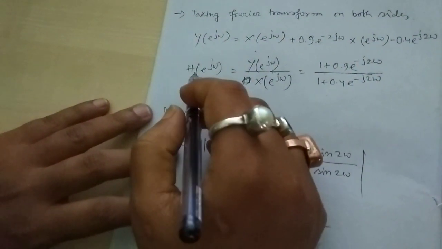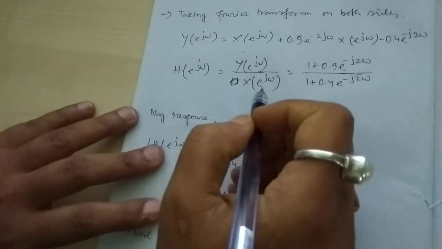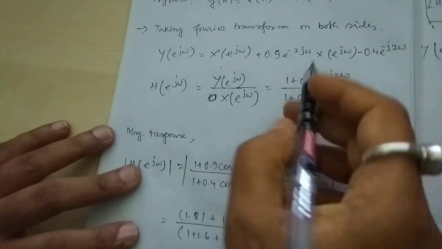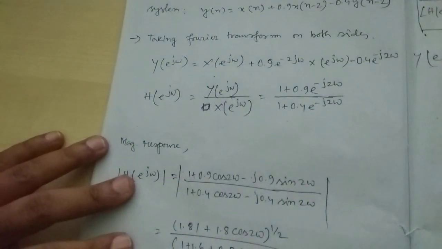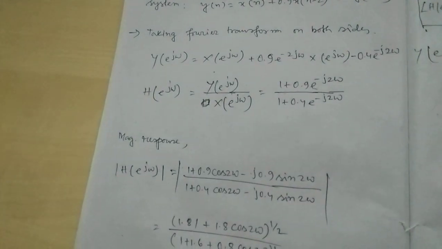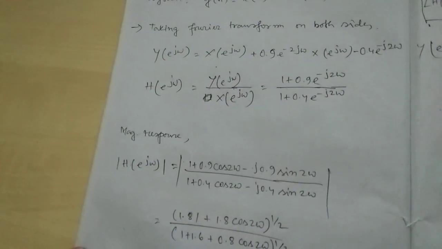Then you write the frequency response. You know that h of e to the power j omega equal to y of e to the power j omega divided by x of e to the power j omega. Then your equation comes like this: 1 plus 0.9 e to the power minus j2 omega divided by 1 plus 0.4 e to the power minus j2 omega.